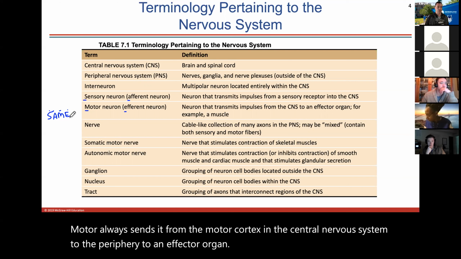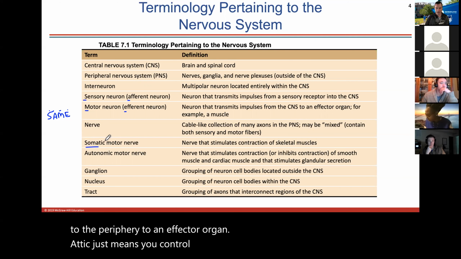Somatic just means you control it. Somatic means you control it. Those are always skeletal muscles.